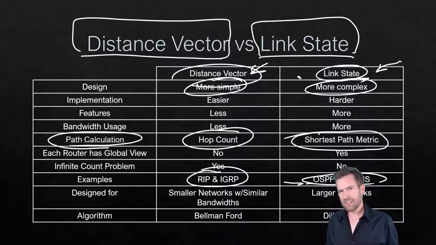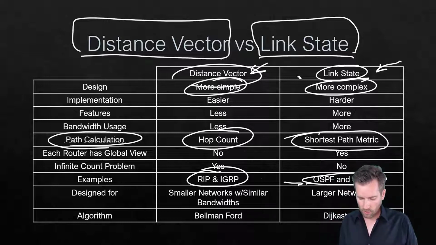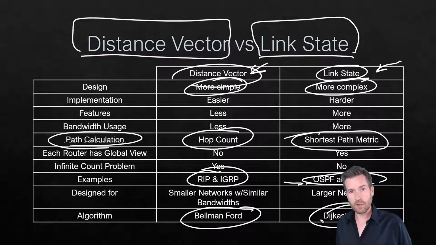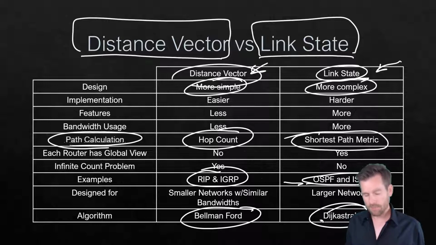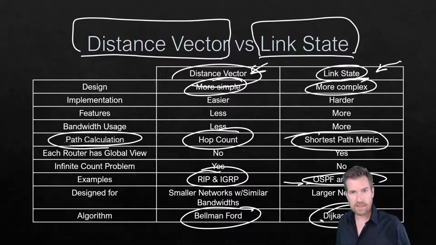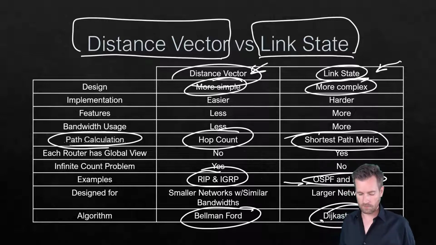And one other thing to note is the algorithm here, Bellman-Ford versus, I'm not even going to try to pronounce that, but the algorithm here is just the process in which it chooses the best route to any kind of remote location, a remote network. So there's some differences between distance vector and link state.